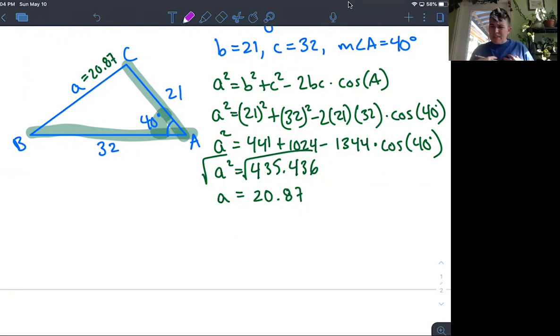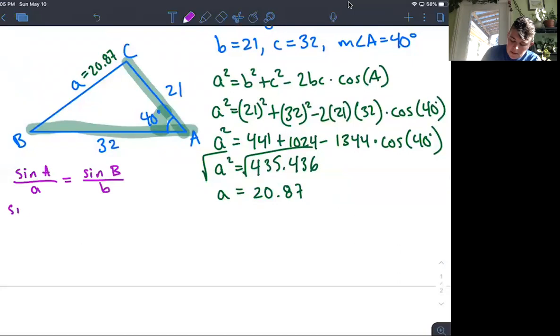I just kind of like the law of sines better, especially if I know that I'm not in the ambiguous case. So here we go. I have the angle A and side A. So I'm going to say, okay, the sine of A over A is equal to the sine of B over little b. So let's plug those in. The sine of 40 degrees over 20.87 equals the sine of, I don't know what angle B is, over 21. I'm going to do some cross multiplication.